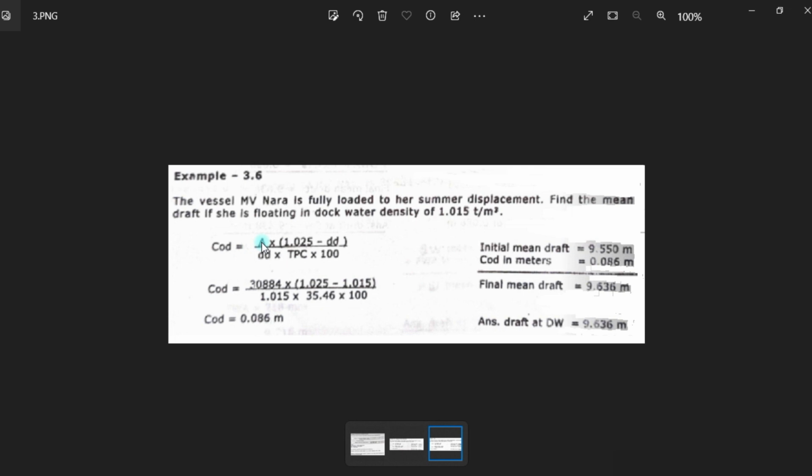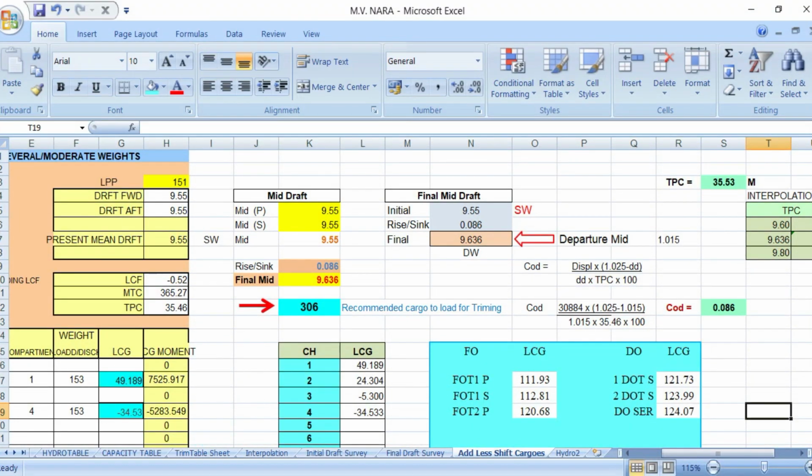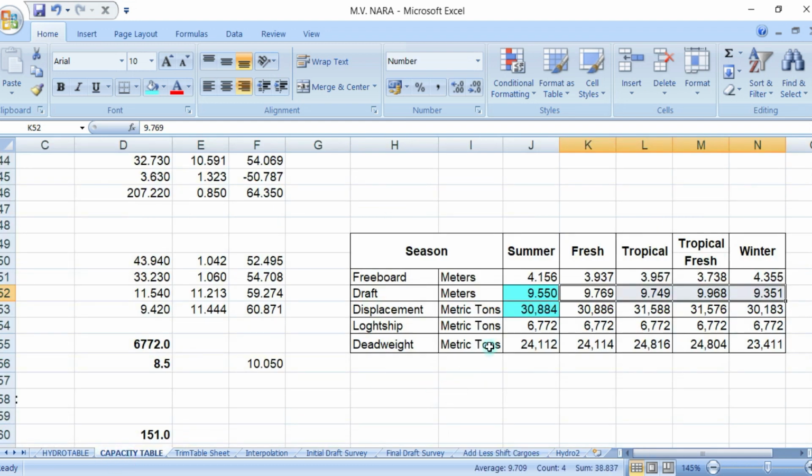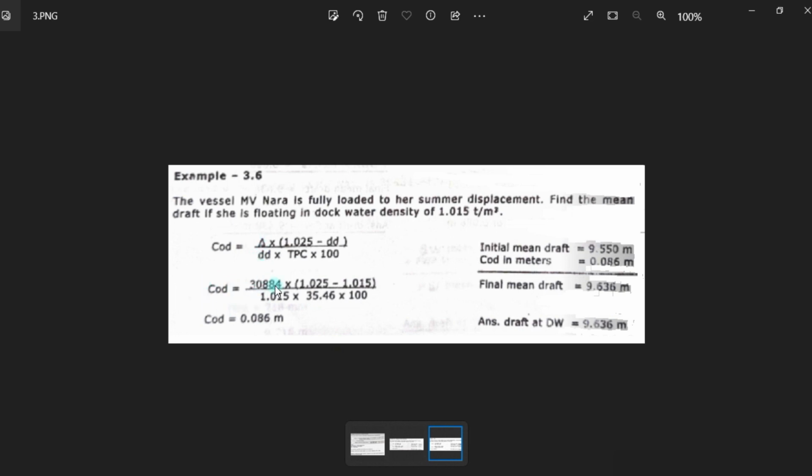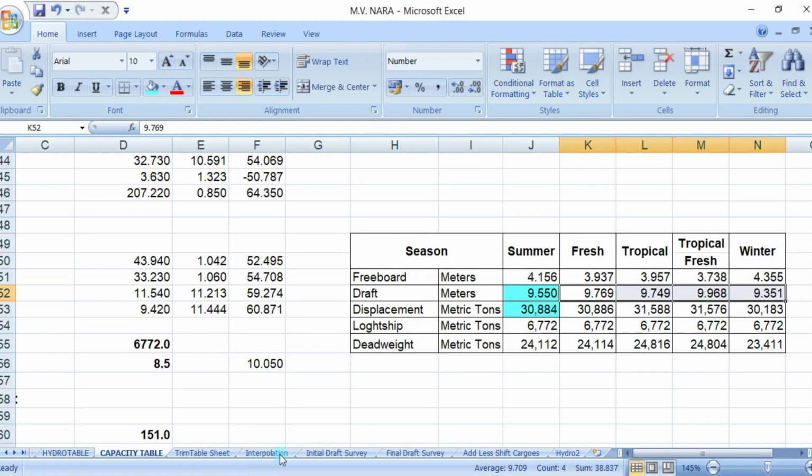So the displacement is 30,884. To show you how I get this: the maximum summer draft of MV Nara is 9.550 and the displacement is 30,884, which is this one, and the draft will be 9 point. This is his displacement.